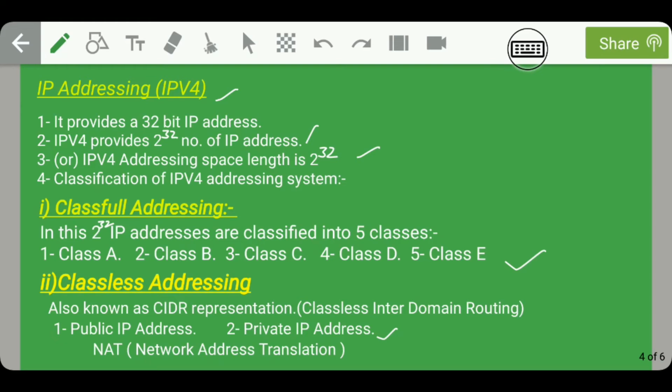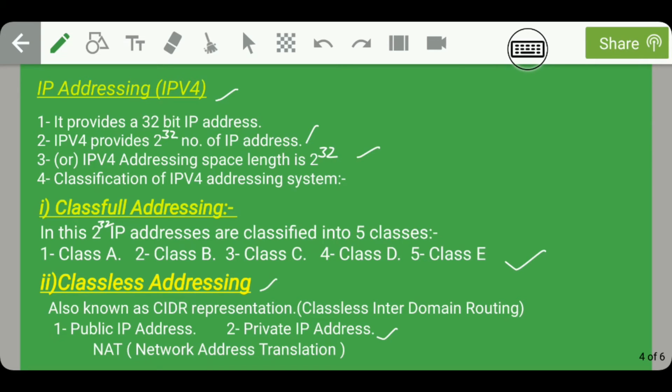Guys, this classless addressing system is also known as CIDR representation, where CIDR stands for classless inter-domain routing. So, in order to have communication between a public IP address and a private IP address, a concept called NAT is used in classless addressing. This NAT stands for Network Address Translation. So how does NAT map public IP addresses to private and private IP addresses to public?